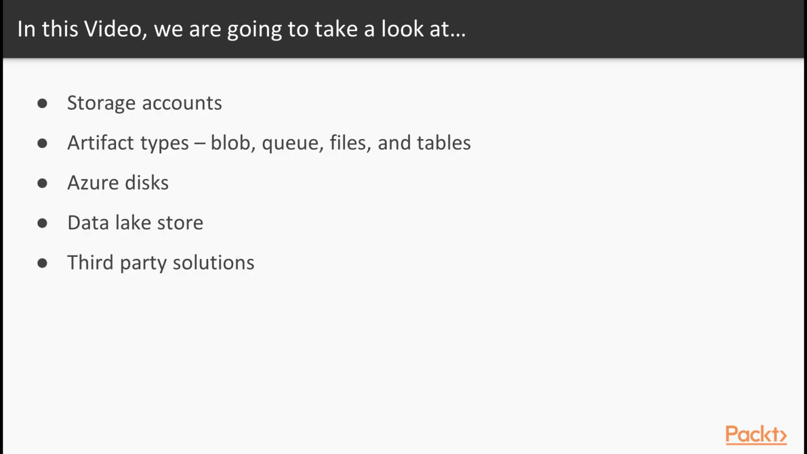So we'll talk primarily about storage accounts, the different types of artifacts that can be placed inside of storage accounts: blobs, queues, files, and tables. We'll talk about Azure disks. We'll talk very briefly about Data Lake Store, as well as some of the other storage types that are available. And then we'll also pull up some of the third-party solutions that are available with respect to storage as well. So let's head on over to the portal and let's take a look at what's there.